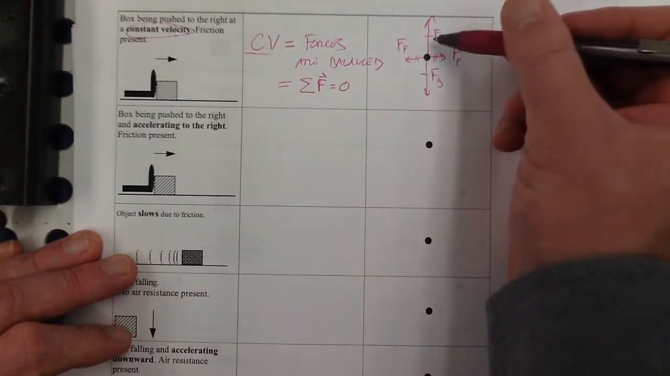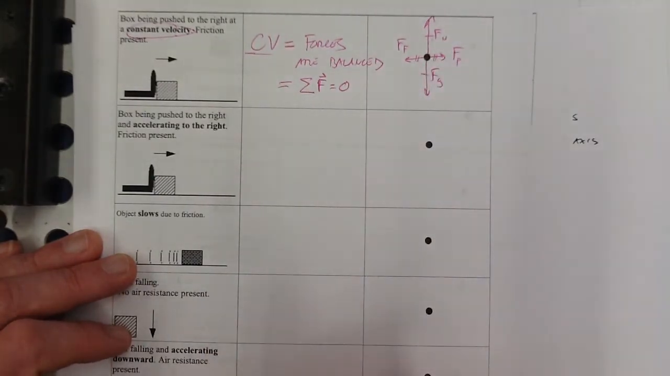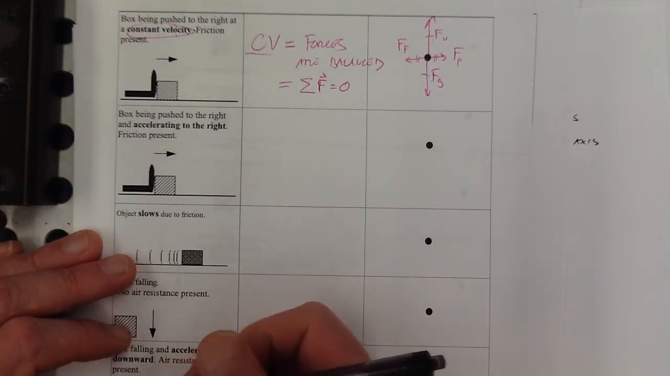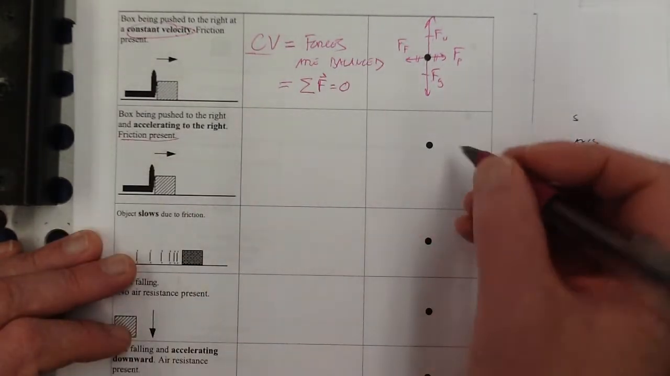So the forces are balanced. This balances this, and this balances this. How about a box being pushed to the right and accelerating to the right, and there's friction present?